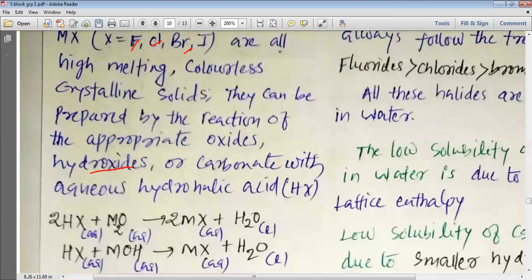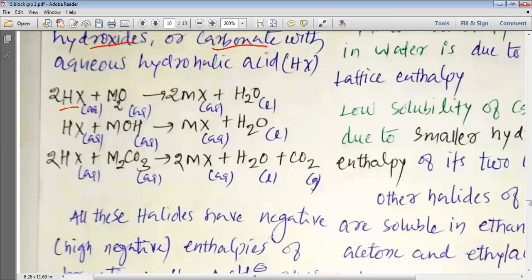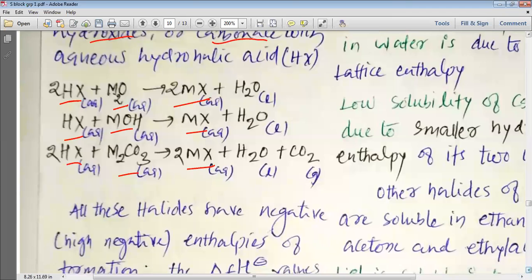They can also be prepared from the metal hydroxides with the appropriate compound, or from the metal carbonates also. So let us see the reactions. If hydrogen halide reacts with the metal oxide, it produces metal halide. When hydrogen halide reacts with the hydroxide, it produces metal halide. When hydrogen halide is allowed to react with metal carbonate, we get metal halides. So hydrogen halide, when it reacts with the alkali metal oxide, hydroxides or carbonate, produces the metal halides.